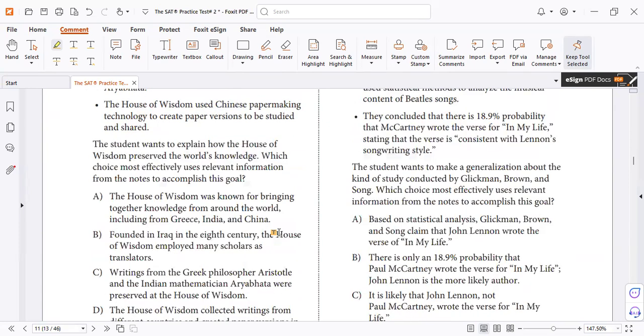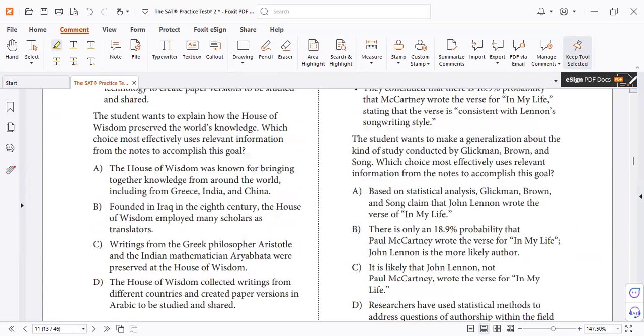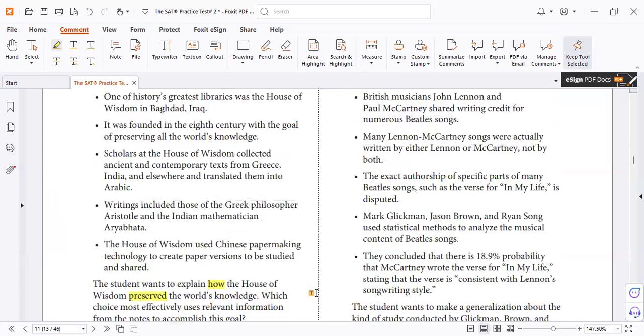32A, no. Explain how the house is preserved. So we need how. Yeah.